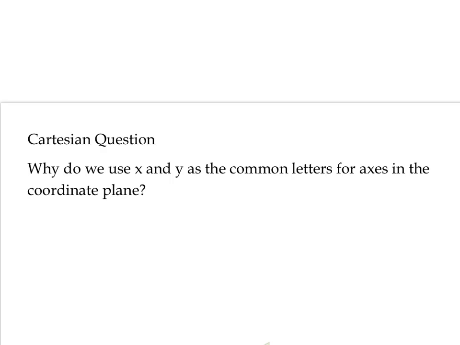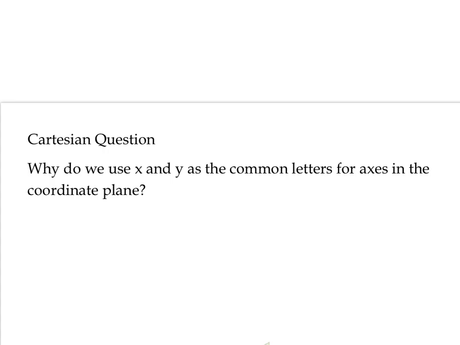Let's take a little pause here. A Cartesian question. The XY coordinate plane is called the Cartesian coordinate plane. It's named that way for the mathematician René Descartes, who in the 1630s started to develop the coordinate plane. He was working on it at the same time Pierre de Fermat was also working on that as well.